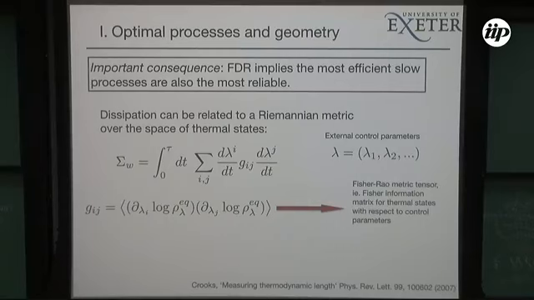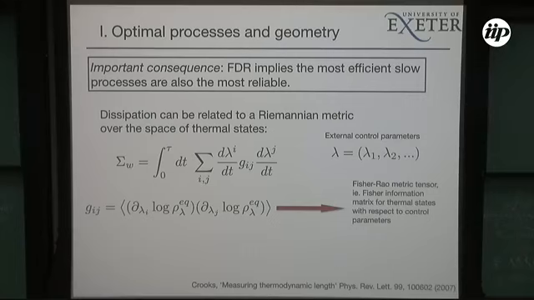So there's one fundamental consequence of this, which implies that in the classical regime, the most efficient process is going to be the most reliable. So if you choose the optimal process which minimizes dissipation, you're automatically going to minimize fluctuations because they're proportional to each other. So if you want to construct optimal processes, this is where you turn to this thermodynamic geometry.